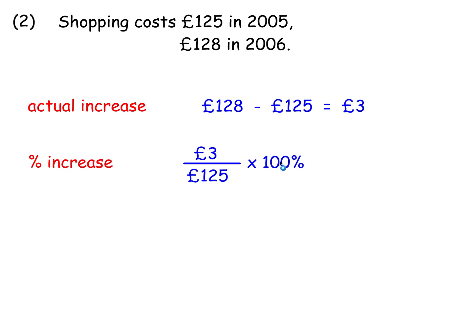Without a calculator, 25 goes into 100 4 times, and 25 goes into 125 5 times, so that could cancel down to 4, and that to 5, and it'd be 3 times 4 over 5, 12 over 5, which is 24 over 10. That's 24 divided by 10, which is 2.4. So it can be done without a calculator, with a wee bit of working.